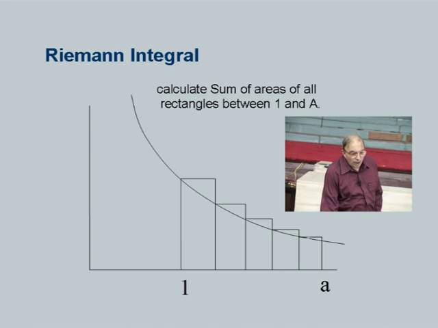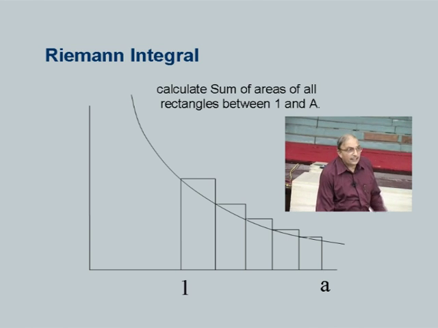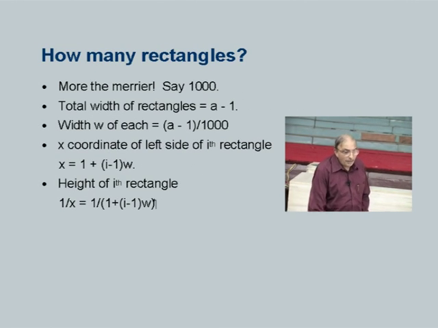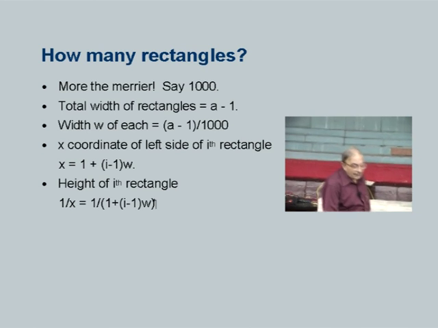What I need to do now is calculate the area of this rectangle, this rectangle, this rectangle, and add them. If I add them up, that is the approximation to the integral, and therefore the approximation to the logarithm of A. So how many rectangles? Well, I have said more the merrier. So let's say I take 1,000 rectangles.